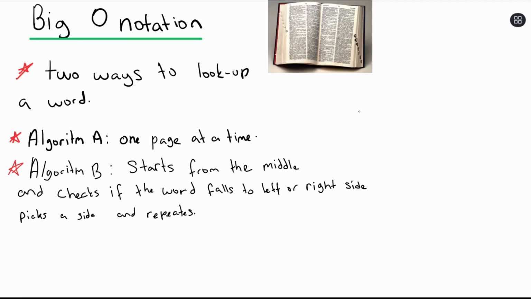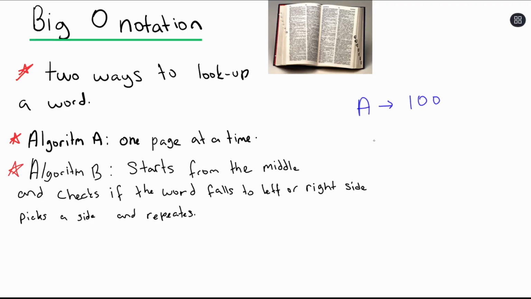So let's assume that the word is on page 100. When it comes to algorithm A, it would take 100 pages to flip until we find that word. Now when it comes to algorithm B, we start with 100 pages, and then we have 50 pages left. On the next step, we have 50 pages to look, and we will keep going. We'll have 25 pages left, and it will keep going like this until we reach one page where the word is.